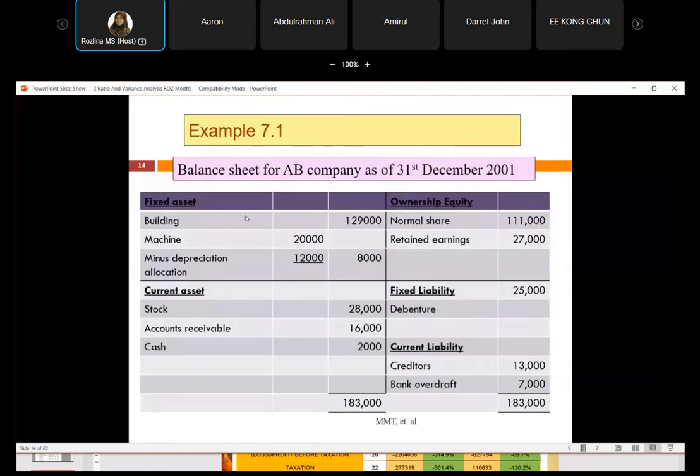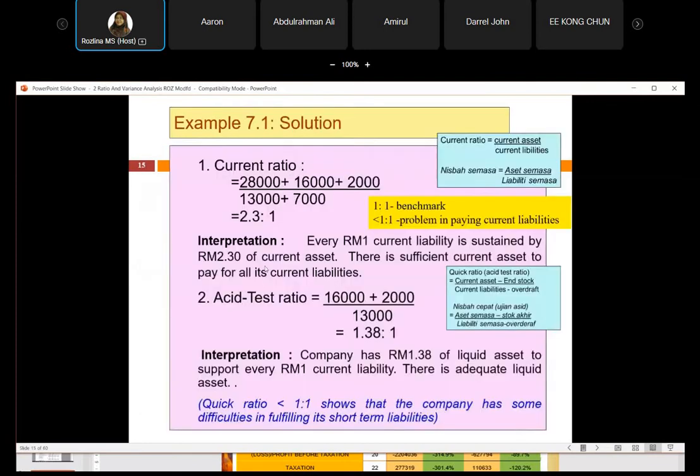Okay, now we go to the example. This is an example of a balance sheet that you have, or maybe that you have created. By using this balance sheet, find out what the current ratio is. Sometimes the question is about the ability of the company to pay, to see if the current assets are sufficient to pay its current liabilities.